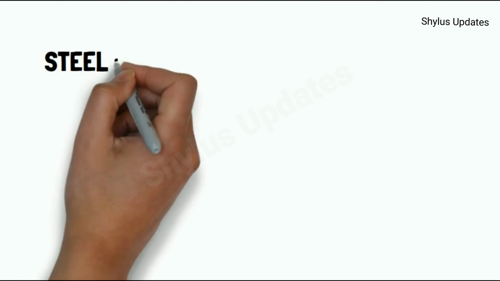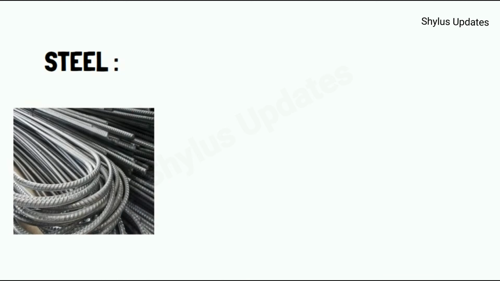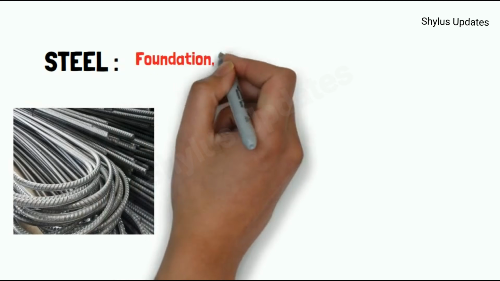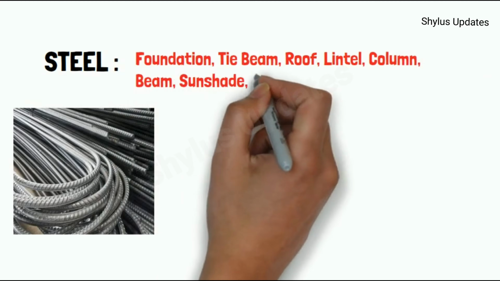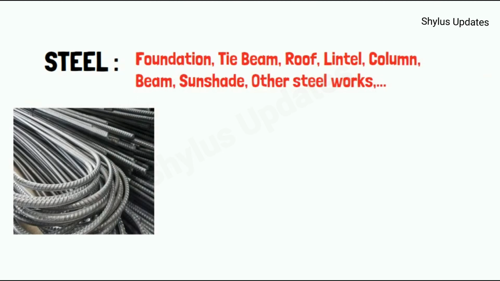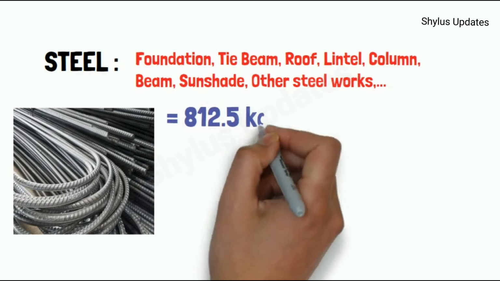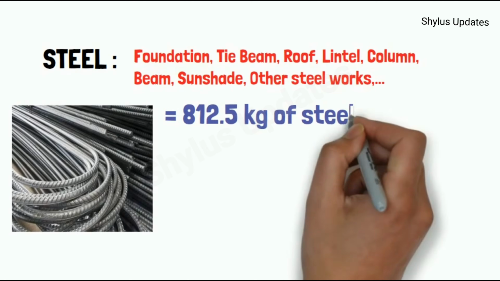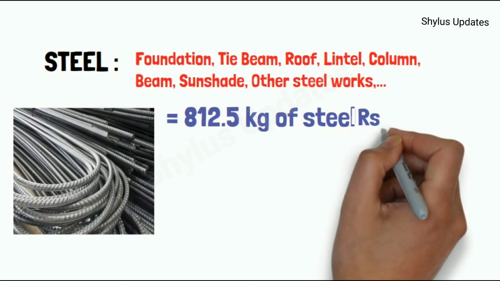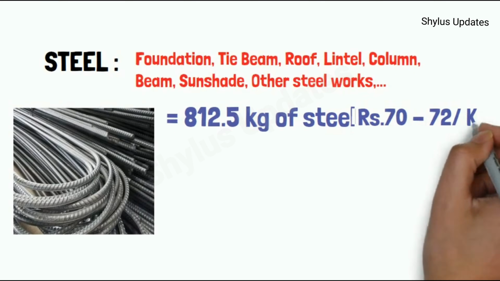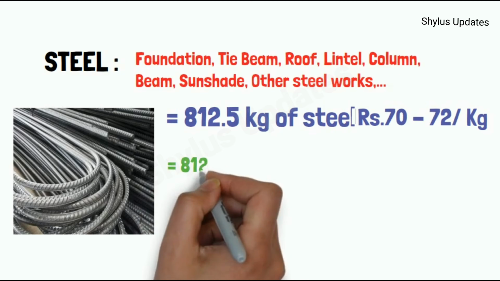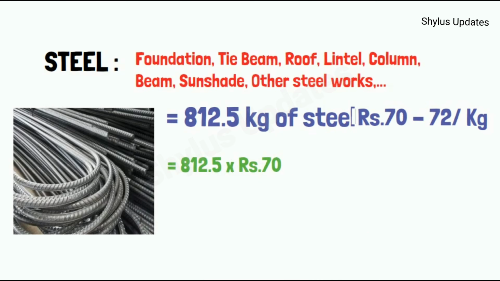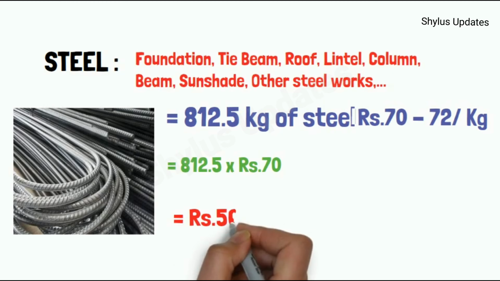Steel. Steel is used in foundation, tie beam, roof, lintel, column, beam, sunshade, other steel works, etc. For a 175 square feet house, 812.5 kg of steel is required. The current market rate of steel is rupees 72 per kilogram. When you multiply 812.5 into rupees 70, you get rupees 56,875.